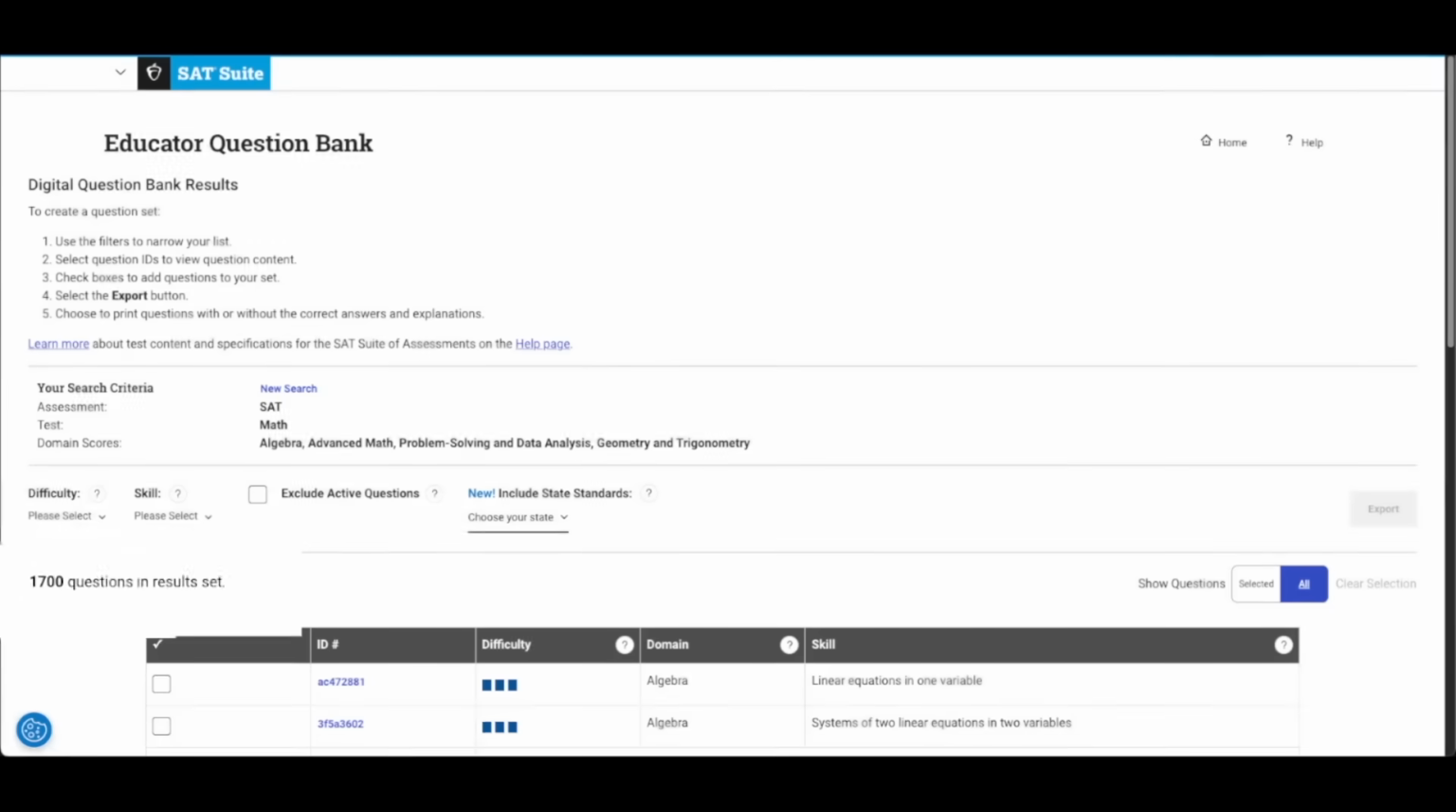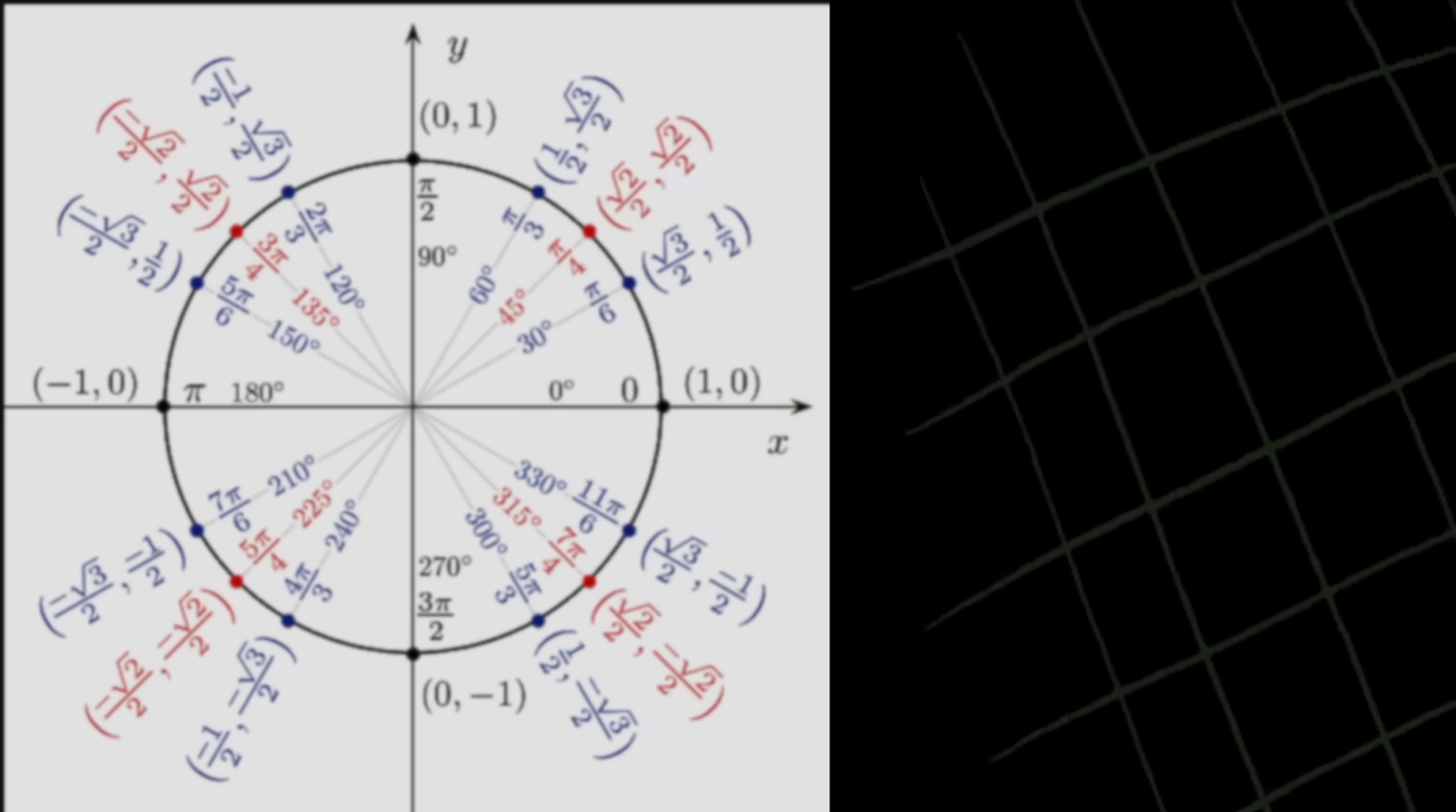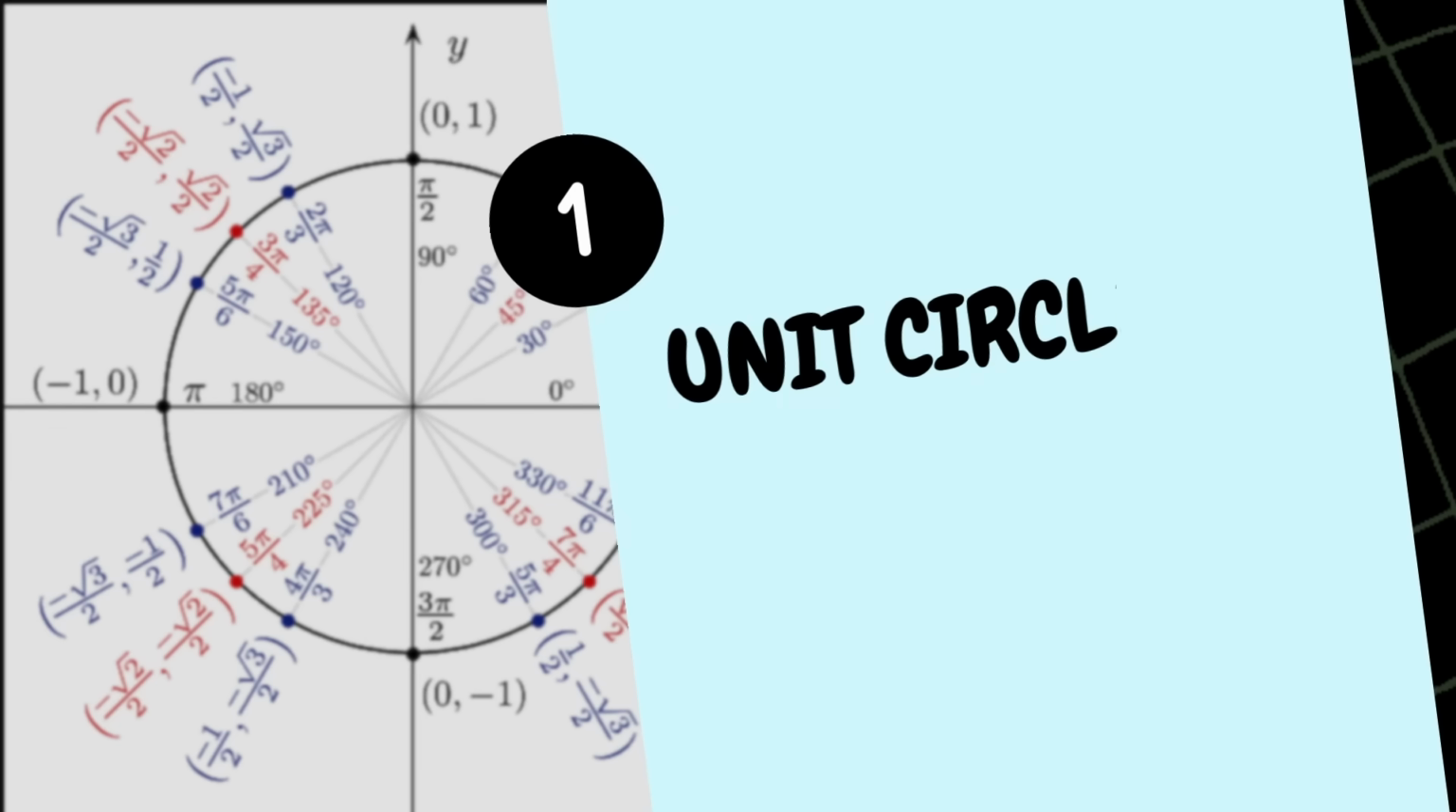College Board just added a ton of new questions to the bank, so I'm feeling very confident about these predictions. And to be clear, I am predicting there will be at least 2 brand new question types, starting with the one that everyone's freaking out about, unit circle questions. And before you start freaking out, let's take a look at just how easy these questions actually are.